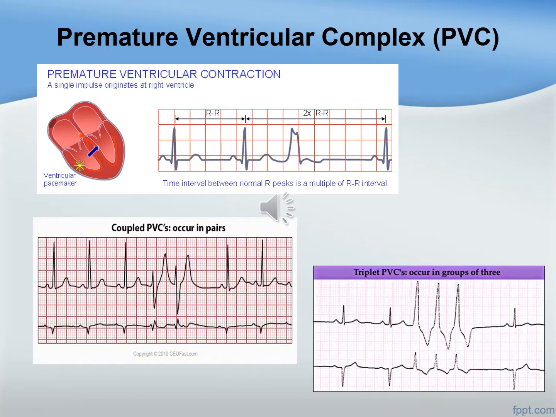So if you look at the different strips, the QRS wave is wide and abnormal in shape. If you look at the top picture, you can see one wide QRS. In the bottom left, it is a coupled PVC where you see 2 in a row. And if you look at the bottom right, you see triplets where you see 3 in a row. And remember, if it is bigeminy, every other beat is a PVC, or every third beat would be trigeminy.